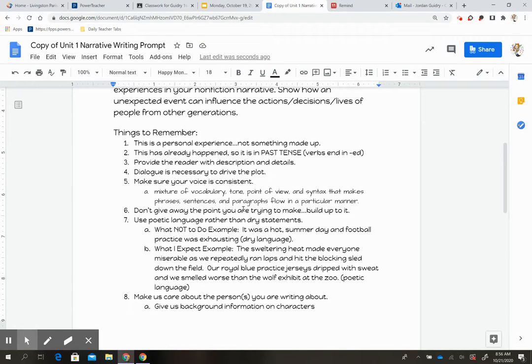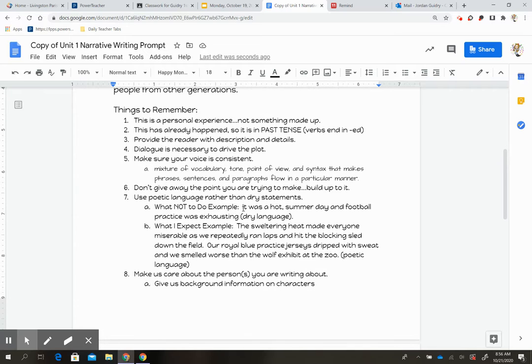You provide the reader with a description and details. Dialogue is necessary to drive your plot. That's when people speak to each other. Make sure your voice is consistent. So this is your vocabulary, your tone, your point of view, your syntax. Your phrases, your sentences, and your paragraphs, all of that has to be similar.